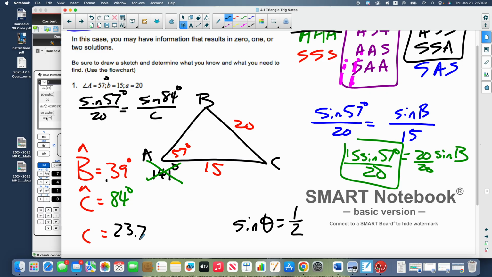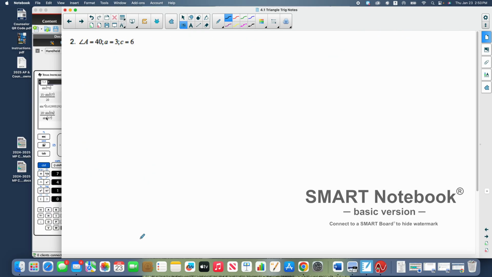I know how you got the 141, but when would you use it? Hold that thought. Okay? All right. Here we go. Try the next one. Can I use law of sines? Yes. Okay, I know that right now.